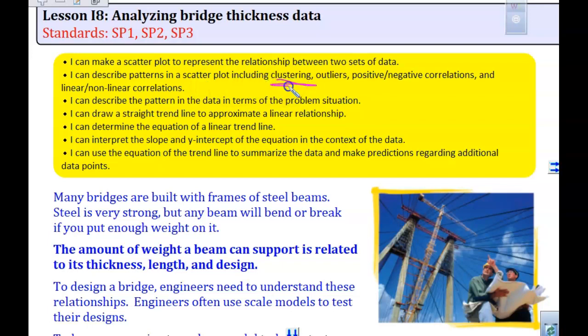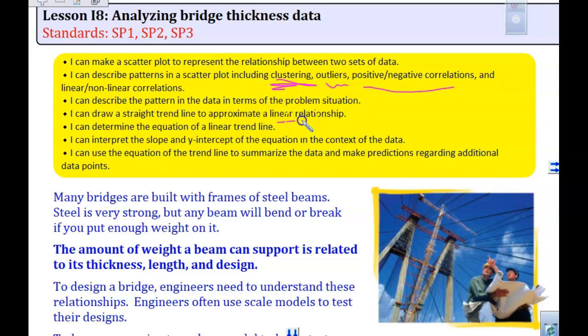Meaning, does it have a cluster, like a bunch of dots grouped together? Does it have an outlier, something that doesn't fit? Is it a positive or negative correlation? And is it linear, nonlinear? So those are all the things that we always want to think about with this unit. Can I describe the pattern of the data in terms of the situation?